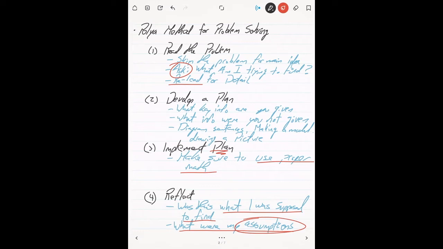But for the time being, really, before you just get a solution and write it down, I want you to go ahead and reflect on that. And think, was this what I set out to find? And then we'll have completed the Polya method of reading the problem, developing a plan, putting that plan into action, and really making sure that that plan was done properly.